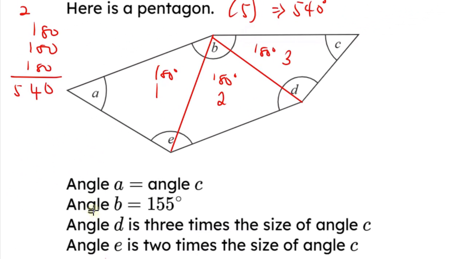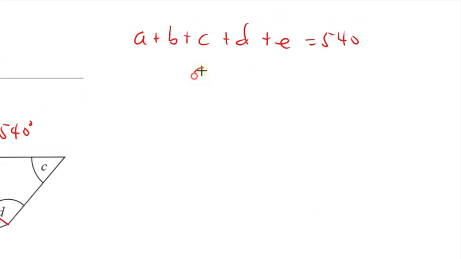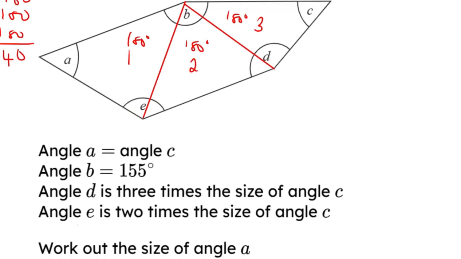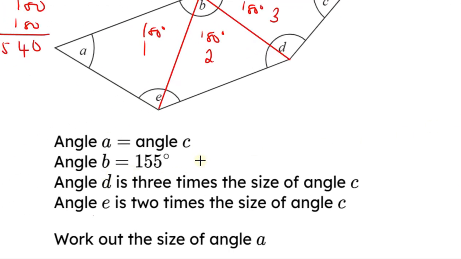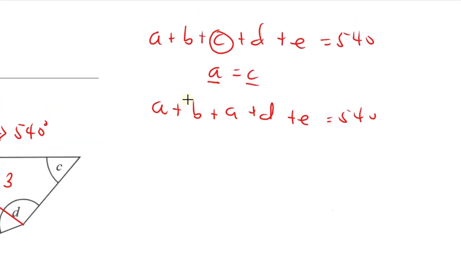What do we know? We know angle A is equal to angle C. What does this mean? It means that wherever I see A, I can write C, and wherever I see C, I can write A because they are the same. So I have C here, so I can replace it with A. So I have A plus B plus A plus D plus E is equal to 540. What else do we know? We also know angle B is equal to 155 degrees, so I'm going to replace B with 155 degrees. So I have A plus 155 plus A plus D plus E is equal to 540.